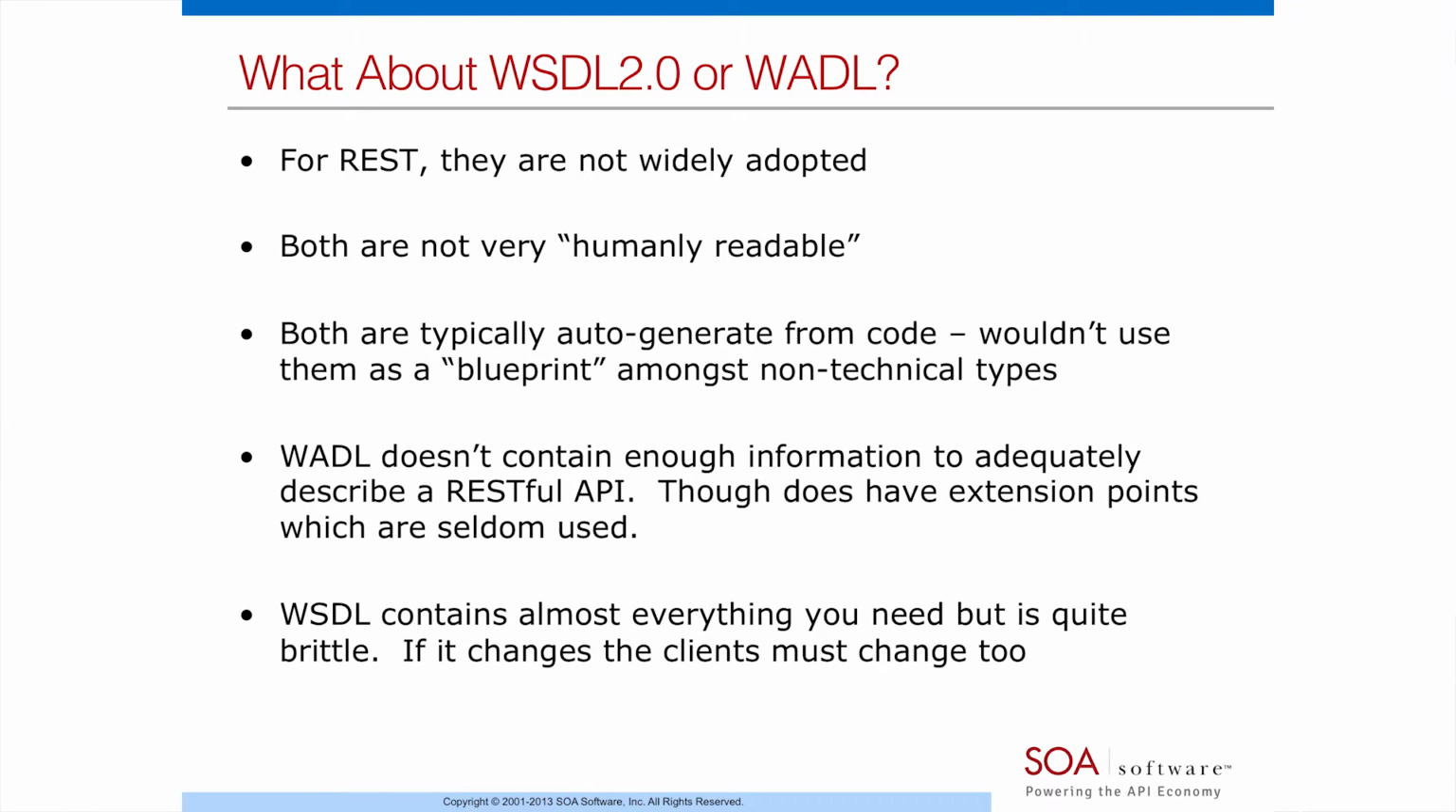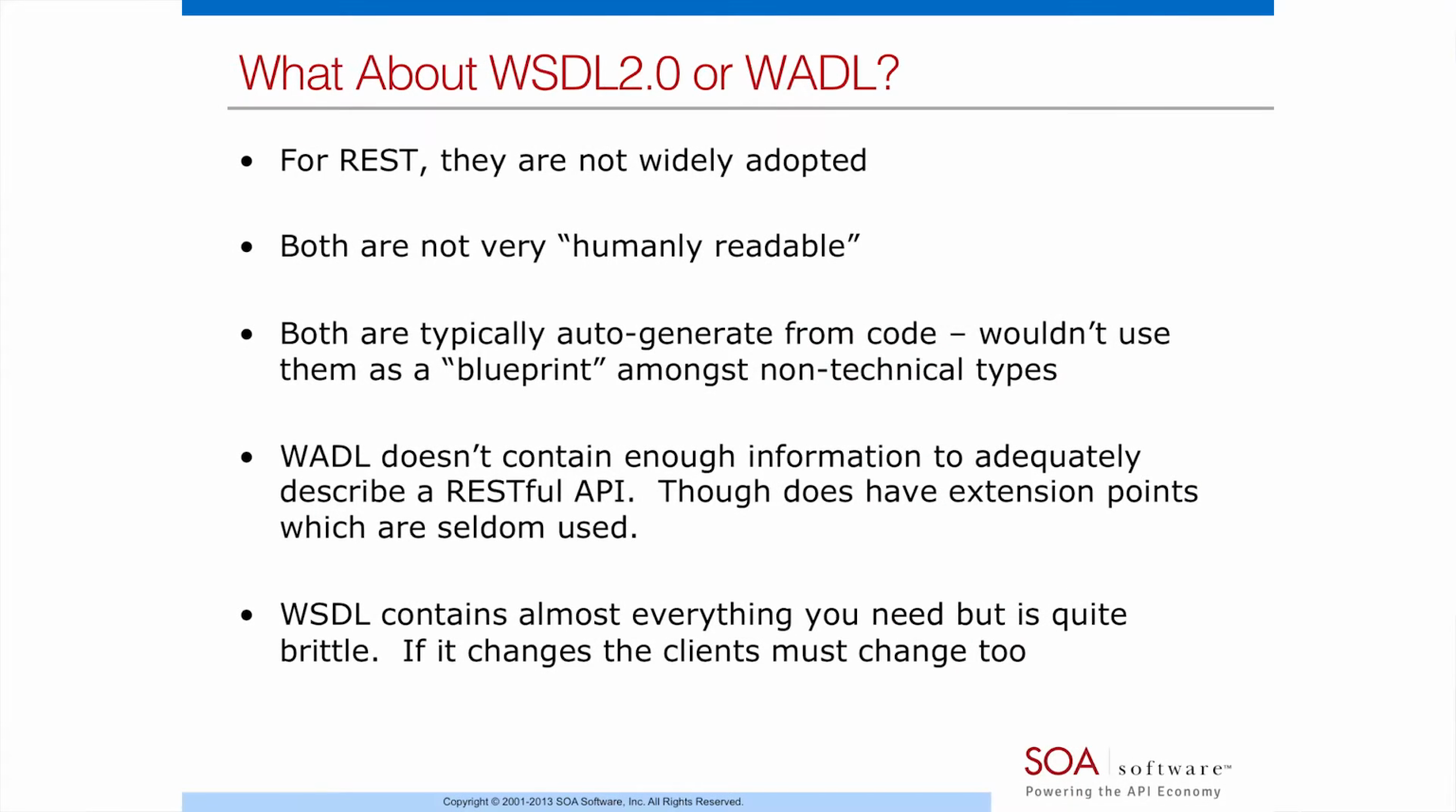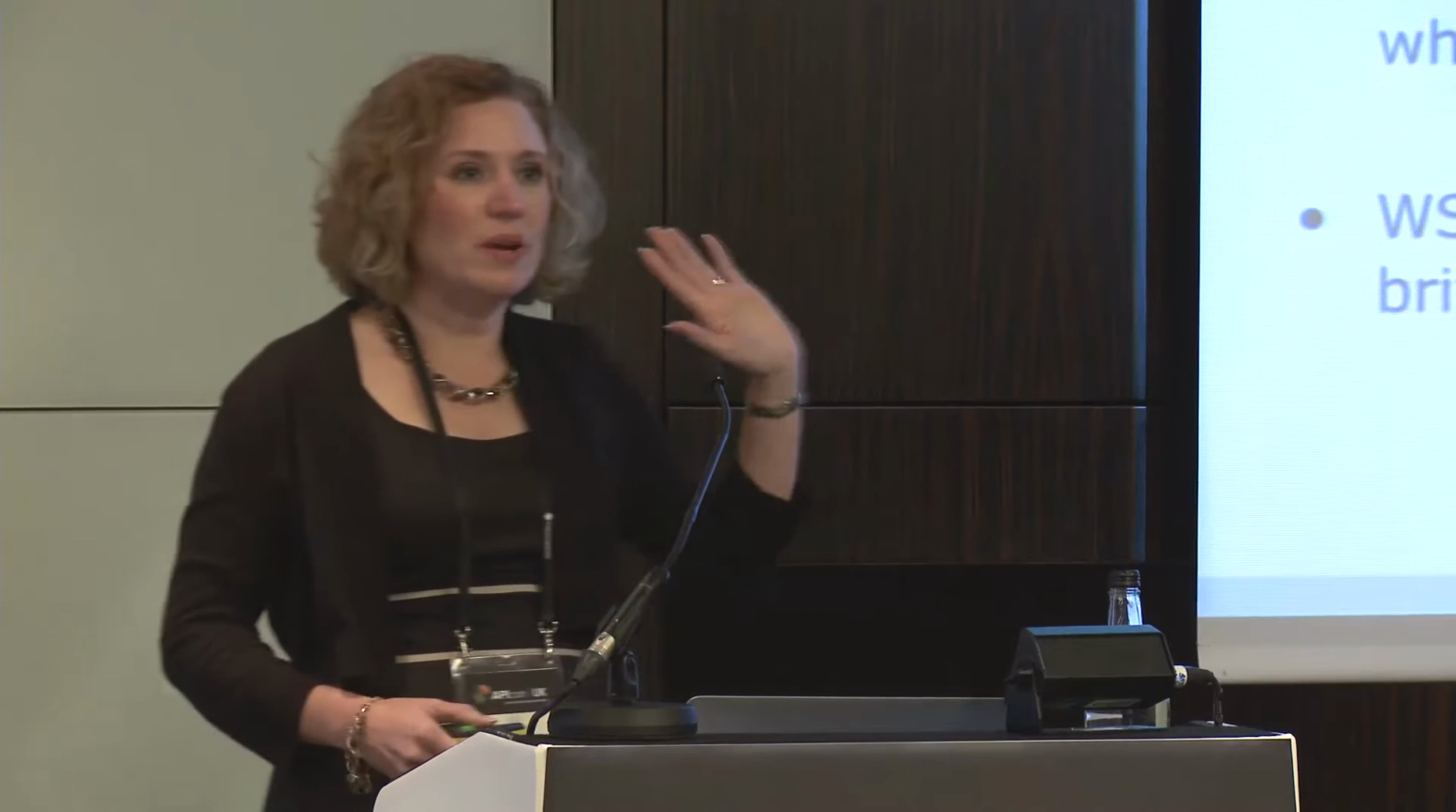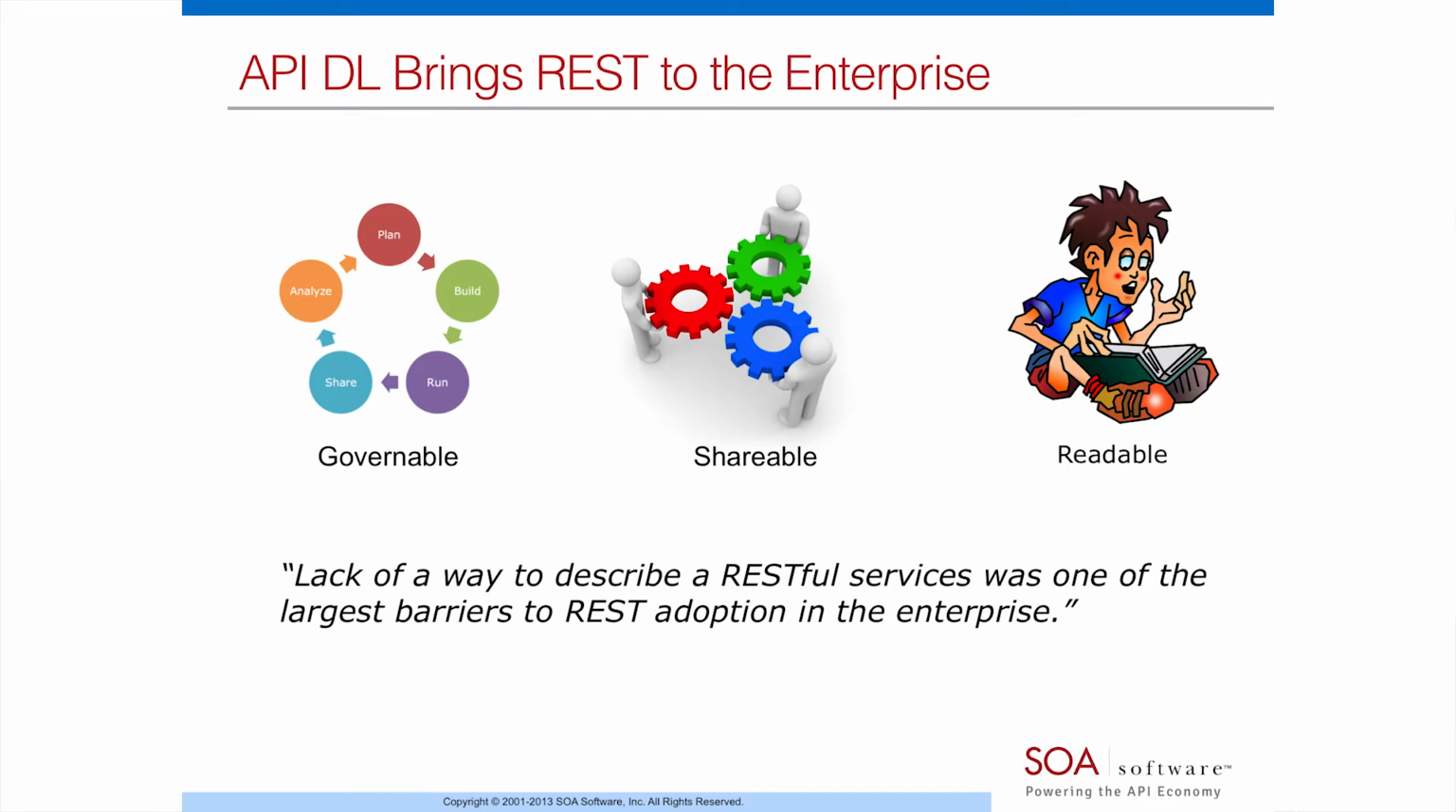Typically both of them are auto generated from code. You can't really use them as a blueprint, right? If you're trying to communicate what your API is going to do to someone who's non-techie, taking them a WSDL or a WADL specification and saying, what do you think of this? They'll go cross-eyed. Now, WSDL 1.0 contains most everything you need, but it's quite brittle. So when I look at API description languages for enterprises, typically we take WSDL 2.0 and WADL off the table.